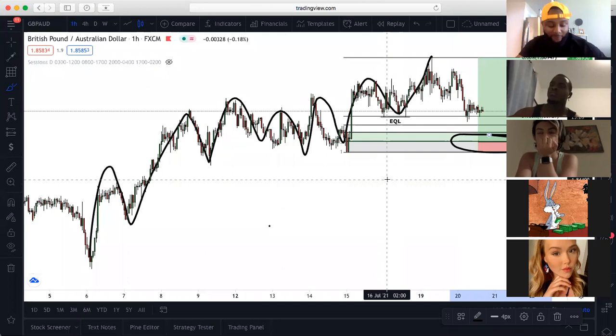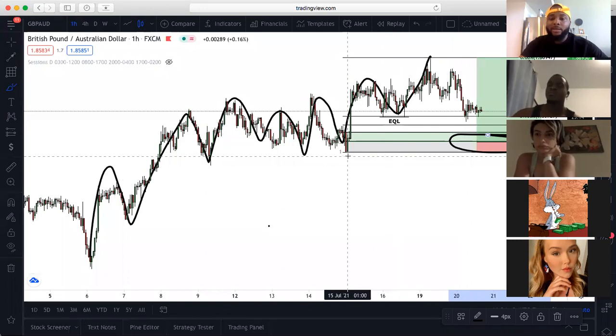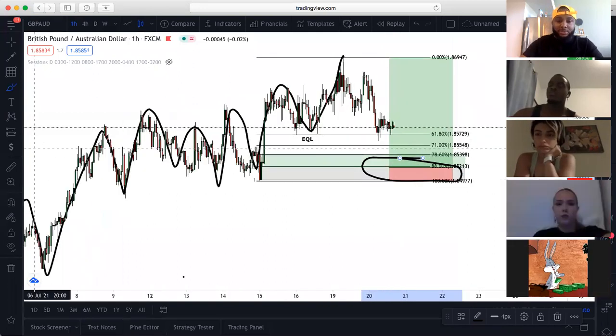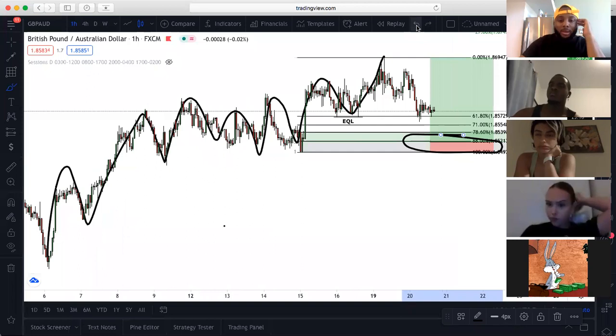Now I'll go into a quick fib thing, which will help you guys as well with market structure. It's kind of a bit more advanced, but I want to give education to some of you guys that are more advanced.